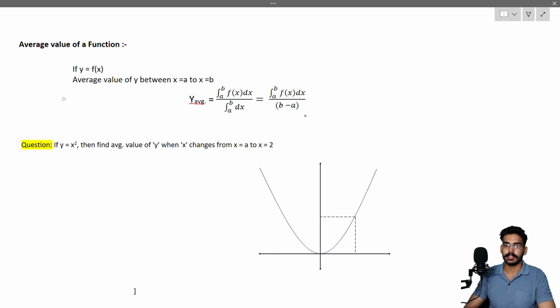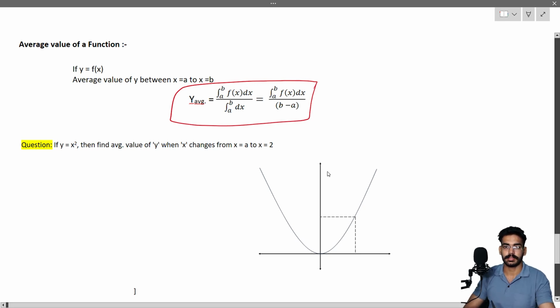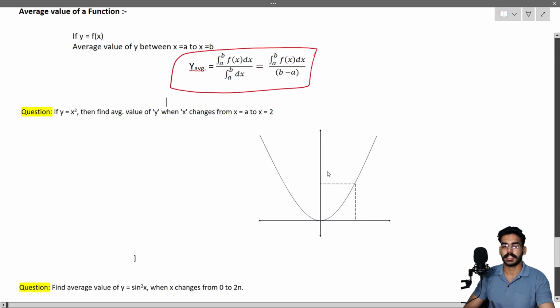How do you calculate an average? You add all those values and divide by the number of values, right? So here the total dx is how many strips you divided from a to b, and f(x) dx means the y values. Those y values you are adding here from a to b. So that is your average: the sum of the actual values divided by the number of values. This is a very important formula for calculating the average value of any function, just a standard formula. Average value of y between x equal to a and x equal to b.